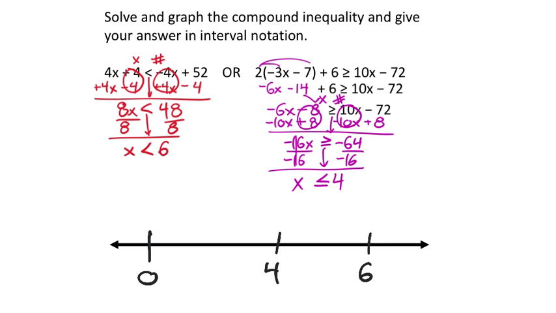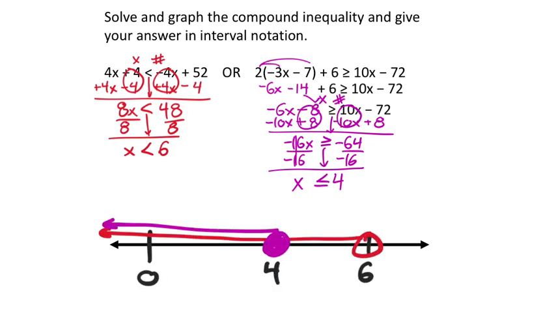So starting with the red inequality, I got x is less than 6. So that'd be an open circle at 6 because it's not equal to 6. And this one's not eating the x, so my red line is going to go to the left. Now I'll do the purple inequality, so that's x is less than or equal to 4, so that would be a closed circle at 4. But it's not eating the x, so that goes to the left as well. All right.